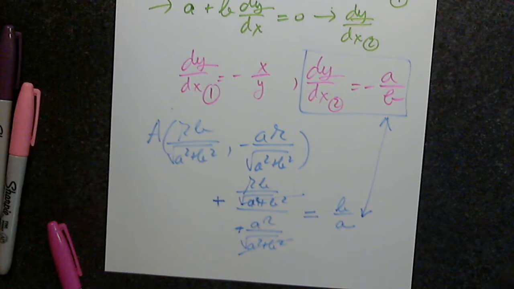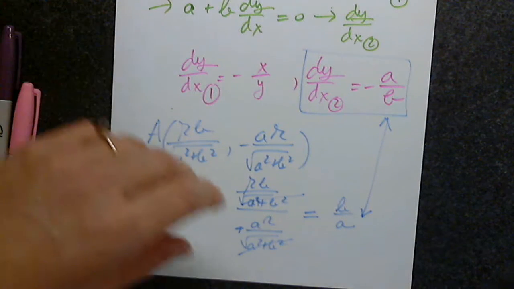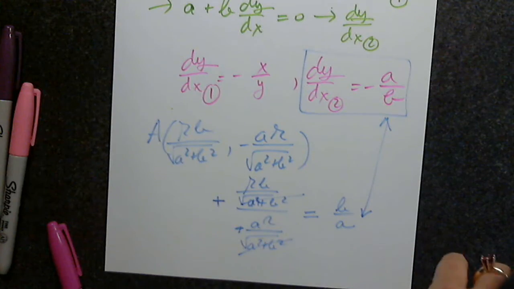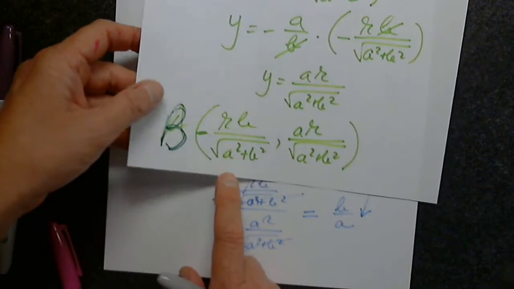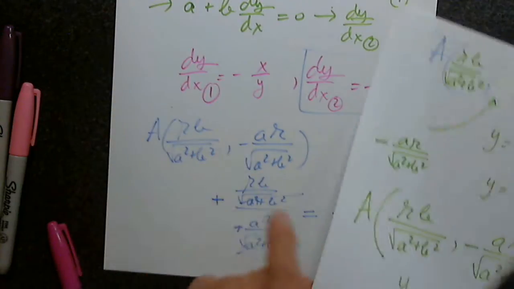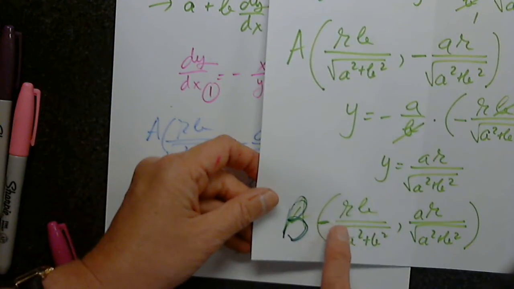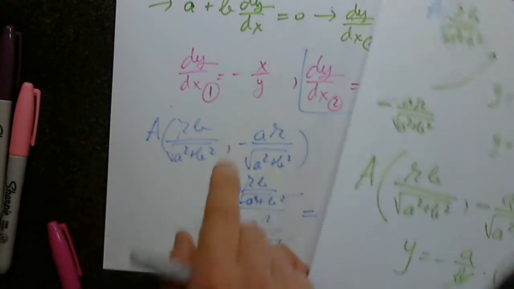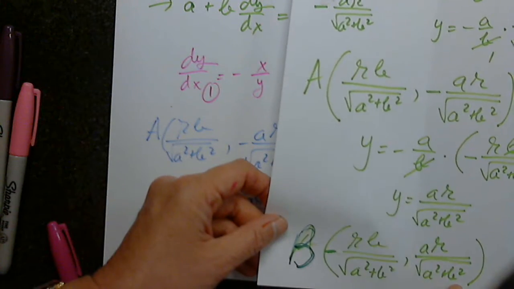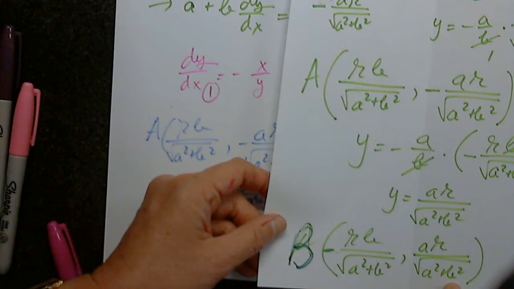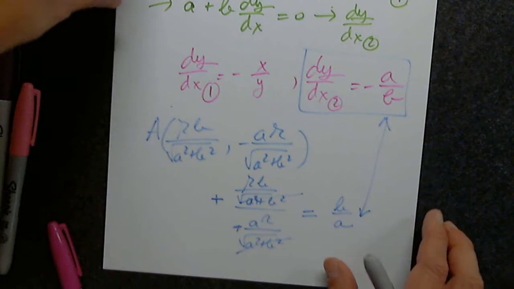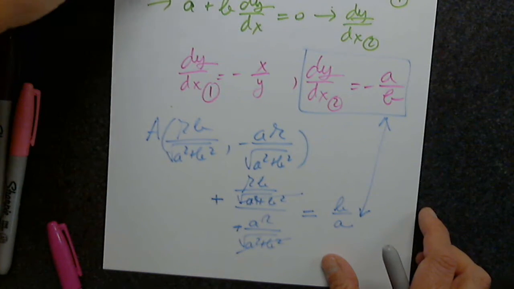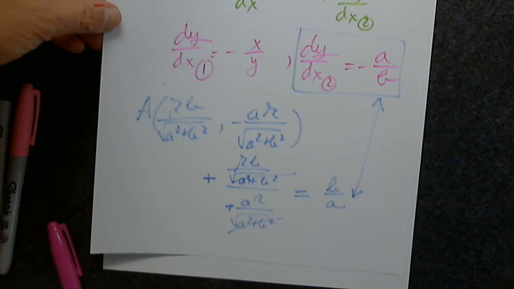Any questions? Okay, I will have to repeat for point B. Where is my point B? At point B, at the top, I put -RB over the square root. In the denominator, I put AR over the square root. What do you think we're going to get? Any wild guess?